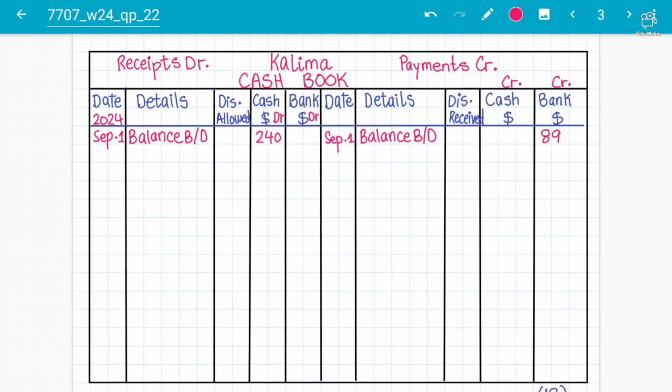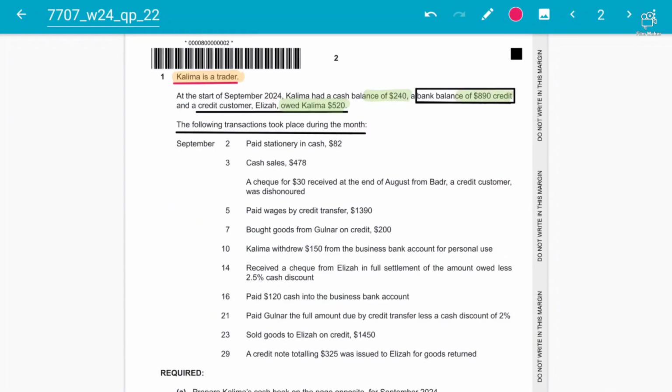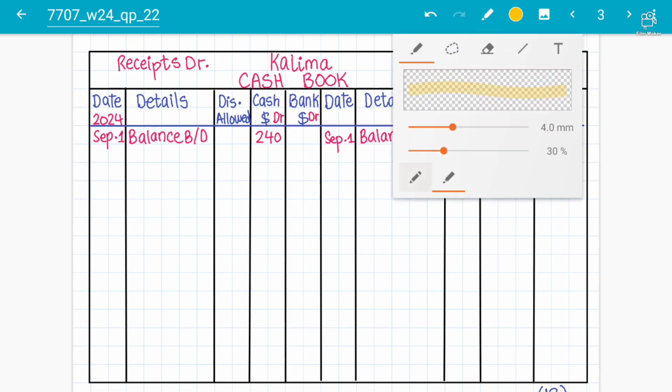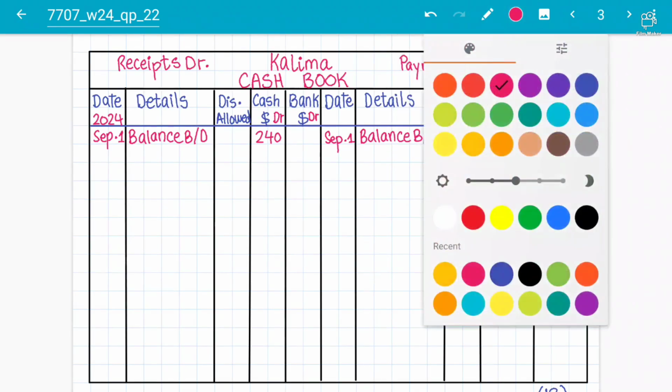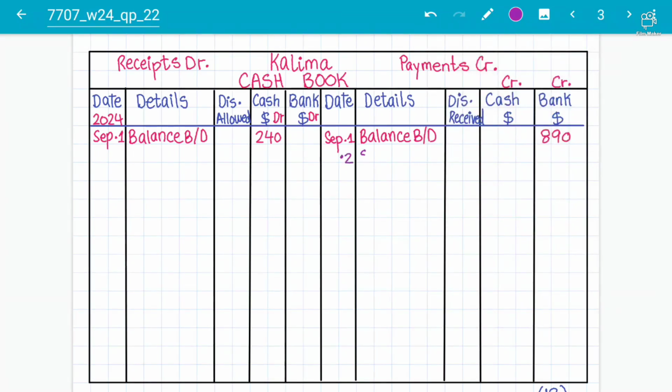Make sure everyone has a calculator and is following properly and clearly. The first transaction is very simple. On September 2nd, we paid stationery in cash, $82. So we have September 2nd, and you can tell the examiner we paid stationery. Because it's a payment, it goes on the credit side, stationery, cash, which is $82. Students should understand that it is important to put it in the correct box, the correct section, the correct column for the cash and bank account.